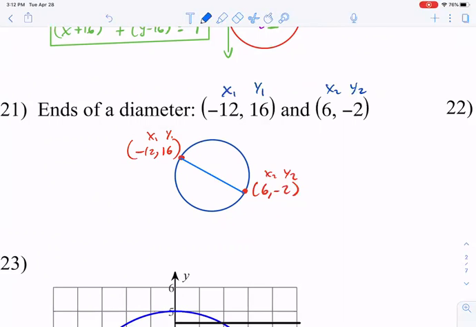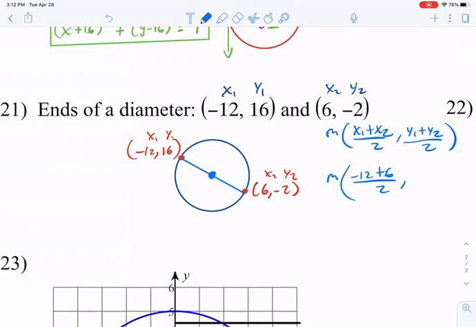Okay. So this is the diameter, and I need to find out the center. If I have two endpoints and I find the midpoint, I can find that center. Recall that the midpoint is (x1 plus x2 over 2, y1 plus y2 over 2). We have those labeled already. X1 is -12 plus 6 over 2, and y1 is 16 minus 2 over 2. Negative 6 over 2 is -3, and 14 over 2 is 7.